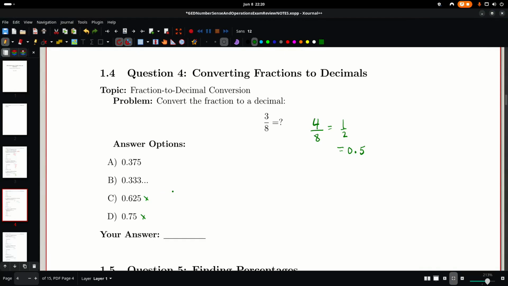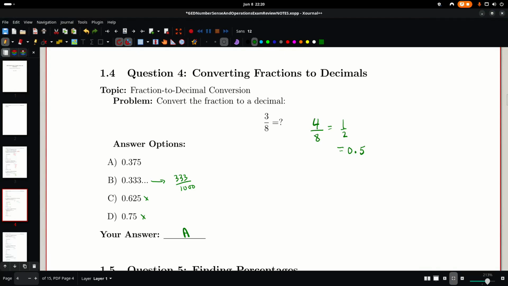and 0.333 would be equivalent to 333 over 1,000, and so that doesn't look like the value that we have listed here. And so the best option for us is option A.